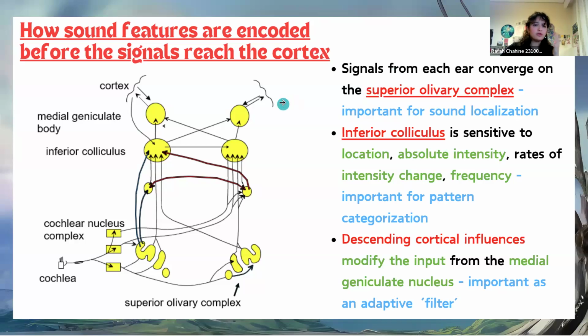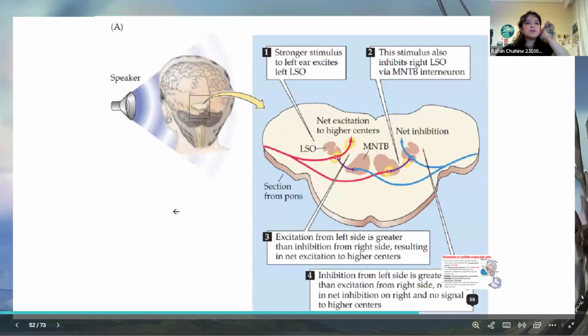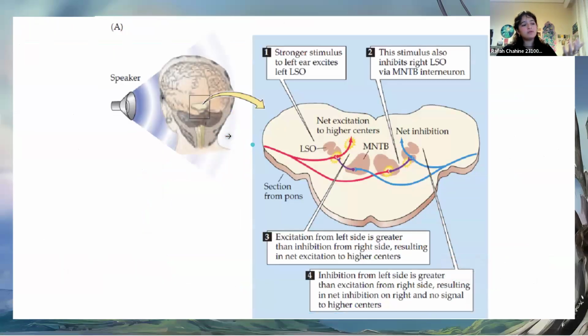The cortex, or my brain, knows that you want to listen to this person that's right in front of you, and it's going to help you do that. It's going to help you cancel out all the background noise. We're trying to reduce it as much as possible and focus on this one person in front of you. That's why it is important to understand the function of these descending cortical influences. Adaptive filter.